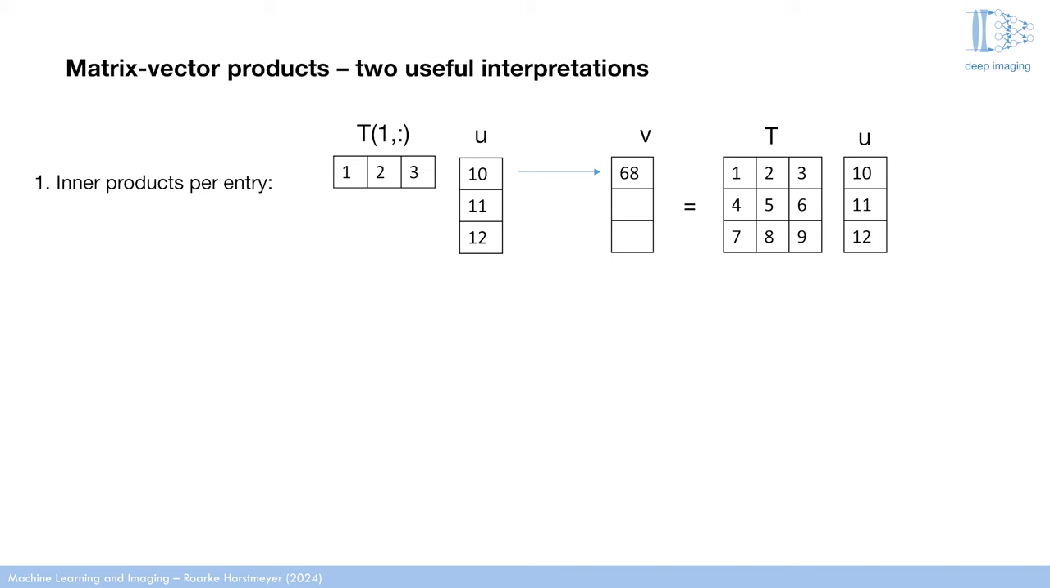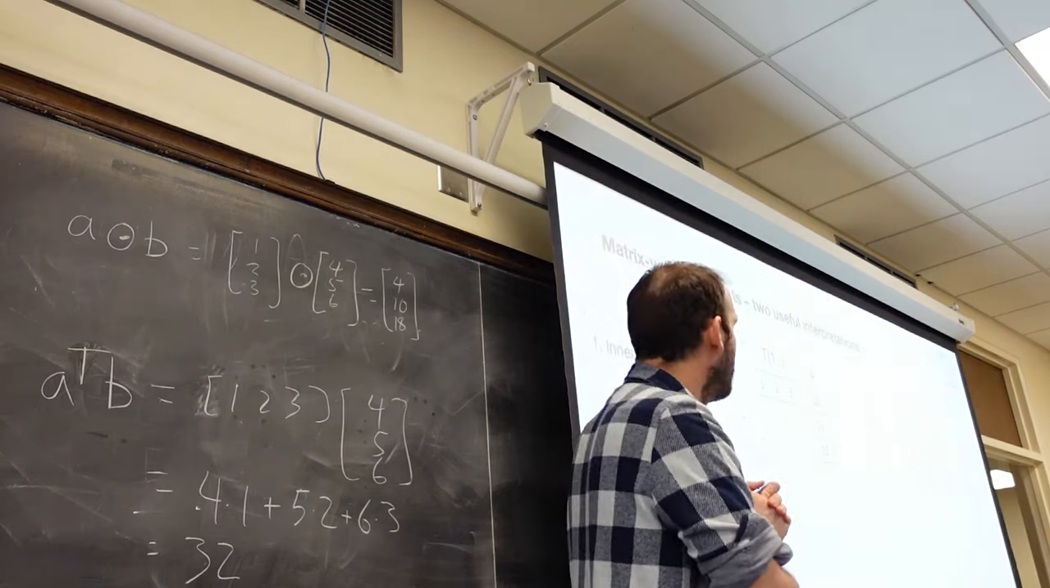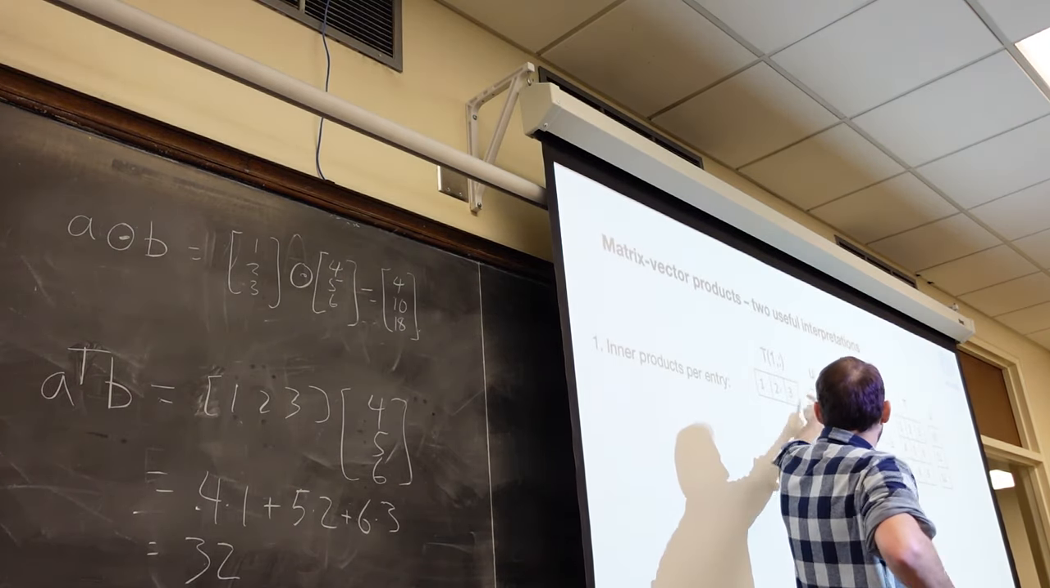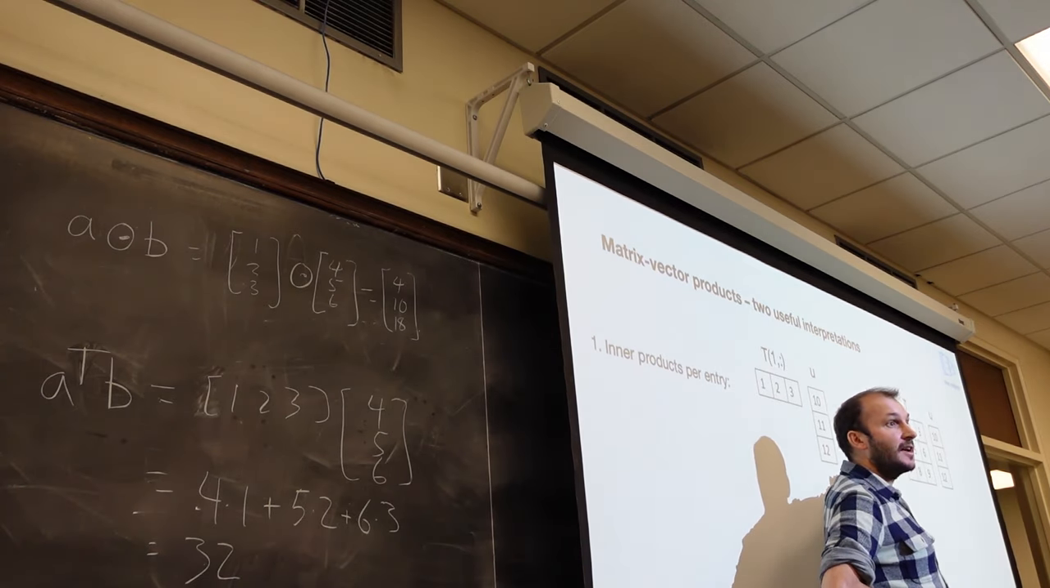So there are two ways to graphically go through the process of completing that matrix vector operation. The first is row by row of the matrix. Let's say I had a vector u on the right and a matrix T, and I want to compute their product. I would take u and flip it, so it's a transpose. So it's a row vector. I would perform an inner product, right? I would multiply 10 by 1, 11 by 2 and 12 by 3, and that would give me the first entry of my output.